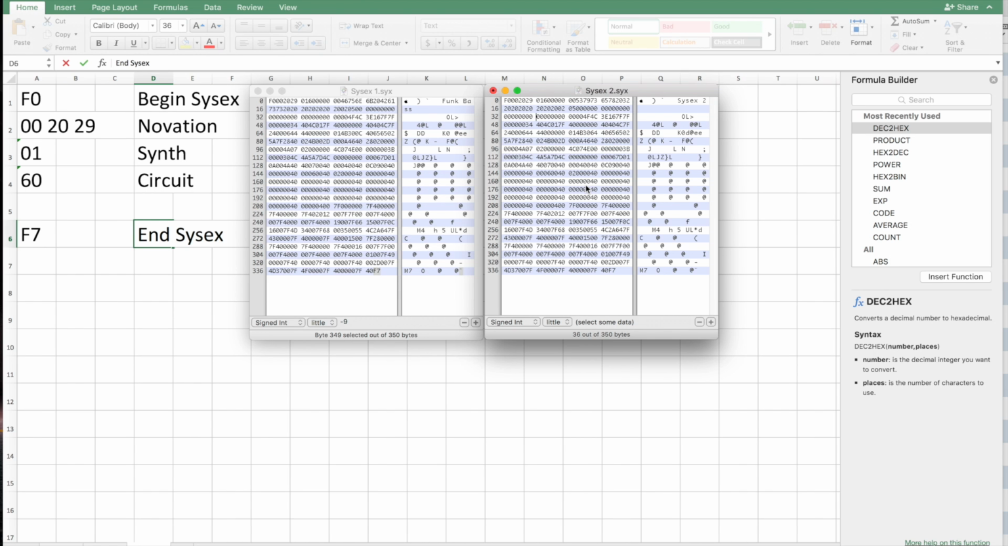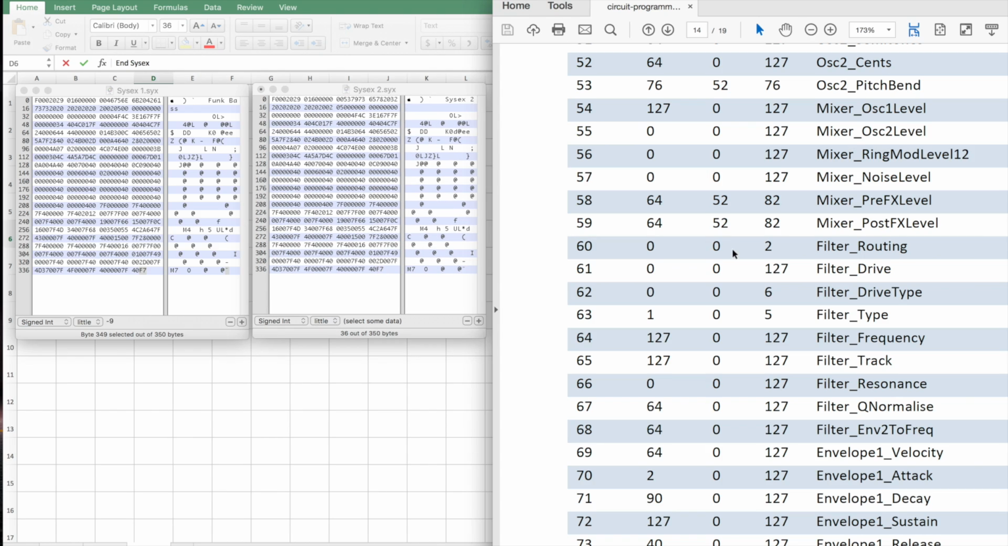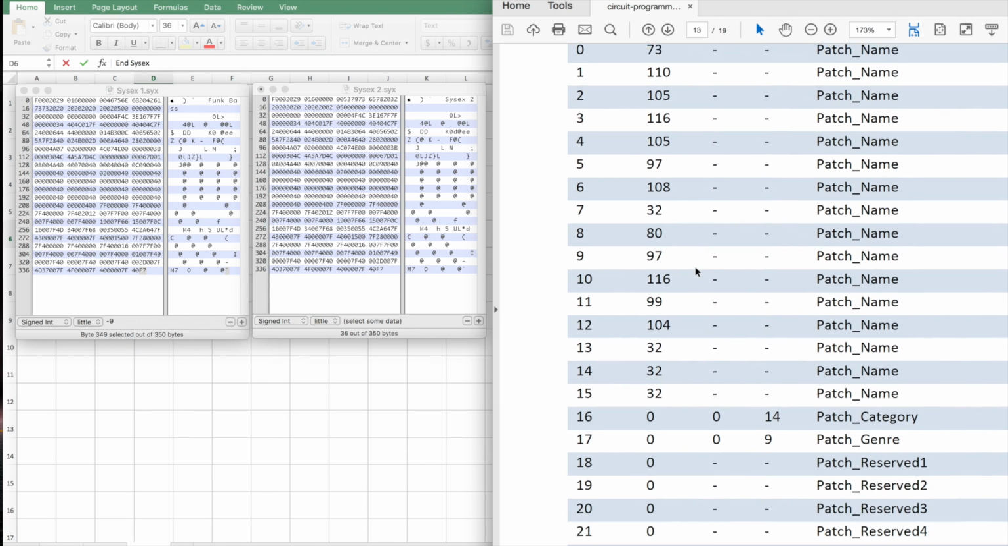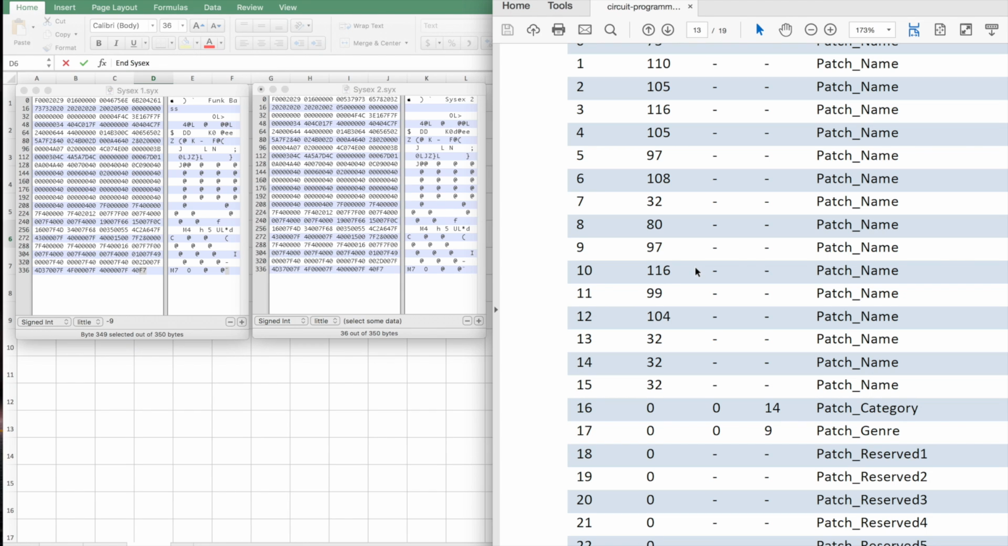Now we made another change though. We changed the resonance. And so where would that be reflected? Well, Novation gives you the Circuit Programmer's Guide. And so this will tell you which byte is affected. That's the first number right there. It tells you the address of it, the default setting, and the min and max settings. But note that this is in decimal. So if you were going to change the settings in the Sysex file, you would have to know how to convert from decimal to hex at the very least.